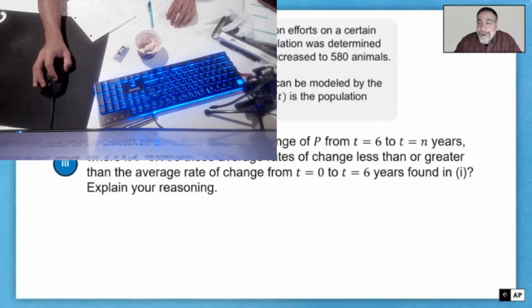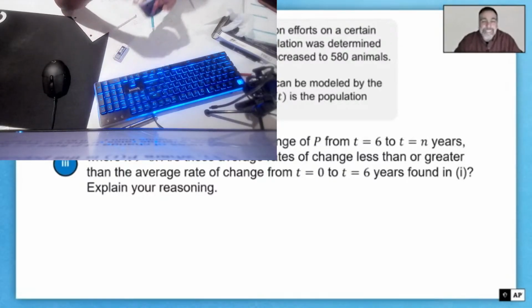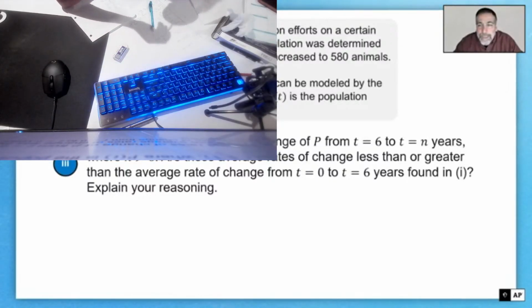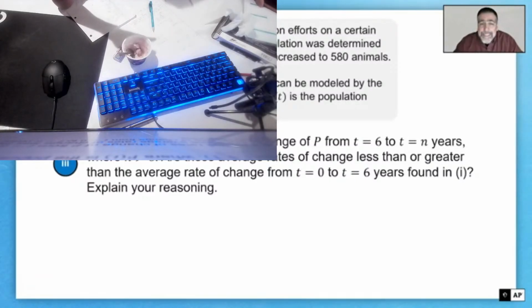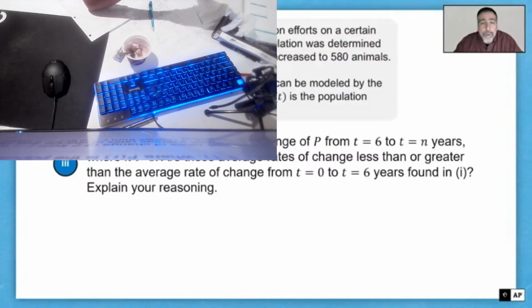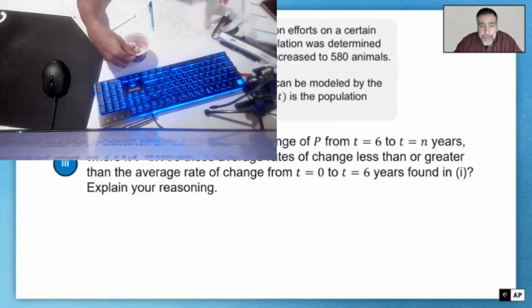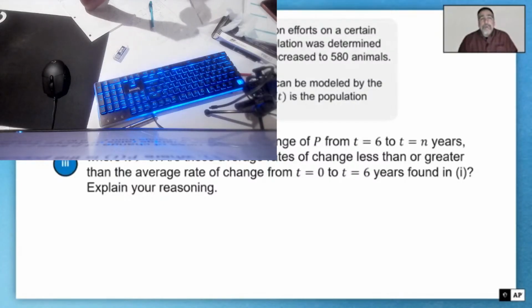Becky, thank you for reading part 2 of that problem. Why don't we go ahead and take a look at part 3? In this part, we're asked to consider the average rates of change of P from t equals 6 to t equals n years, where n is greater than 6. Are these average rates of change less than or greater than the average rate of change from t equals 0 to t equals 6 years found in part 1? Explain your reasoning. Before we jump to this, I'd love to go back and do a rapid review.